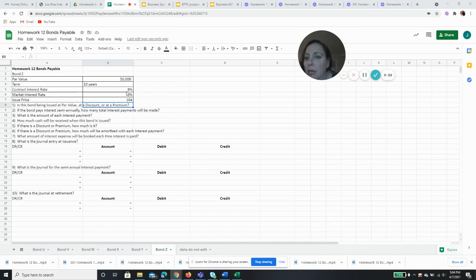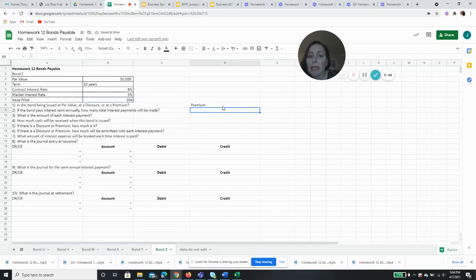We have a contract interest rate that is more than the market interest rate, which indicates we're probably going to sell this for a premium. People are going to pay us extra because they can get more with our bond than they could out on the open market. We are confirmed because our issue price is greater than 100%. So this is for sure a premium bond.